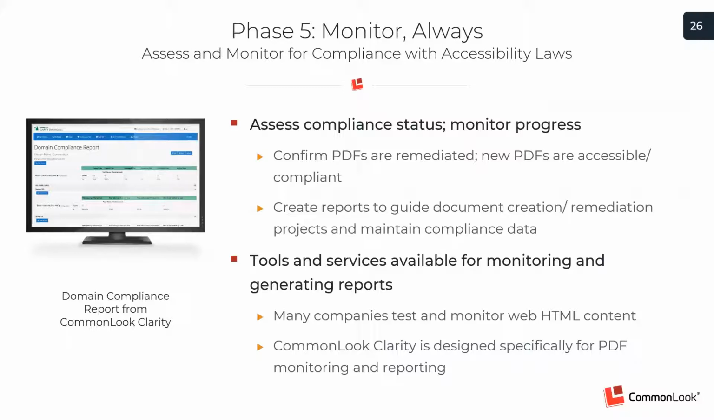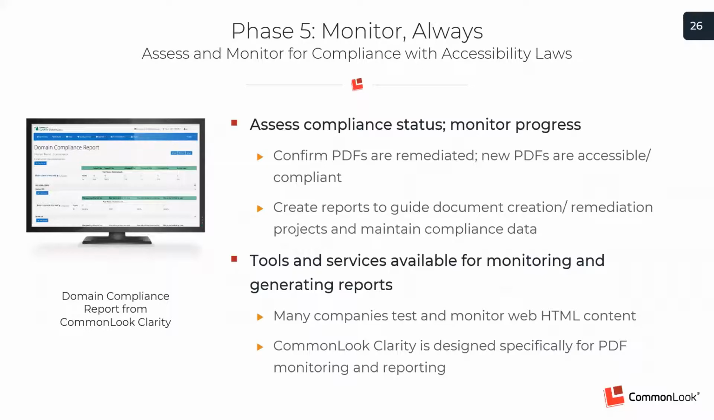Many companies have tools to scan their website, to test the HTML content to see if it's accessible. Those tools don't catch everything, but they'll catch the glaring mistakes. They catch the common things, like there's no alt text for an image. On the PDF side, we have a tool called Common Look Clarity that will scan a website, find all the PDFs, list compliance to whatever standard you choose, and show what any issues are so you can go back and fix anything that's not in compliance.